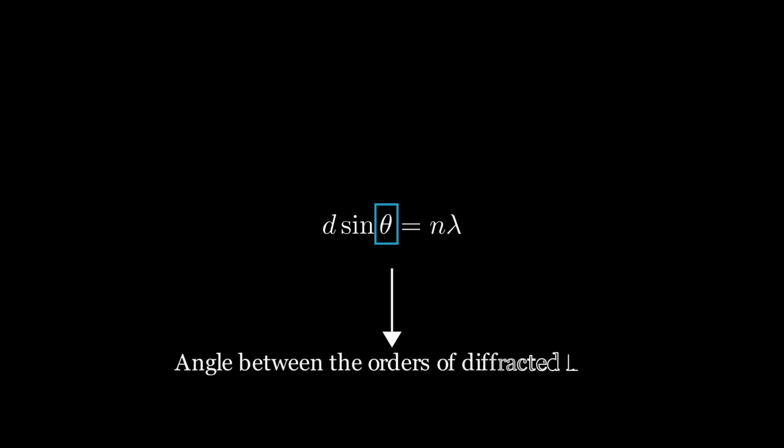The equation that governs this is d sin(theta) = n lambda. d corresponds to the slit separation. The angle theta is the angle between each order of diffraction and the center. n is the order of diffraction, and lambda is the wavelength of the wave. The result of this setup on an imaginary screen is this pattern of successive bright and dark fringes.